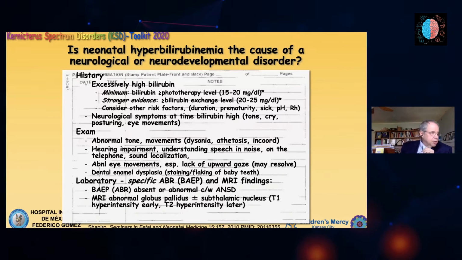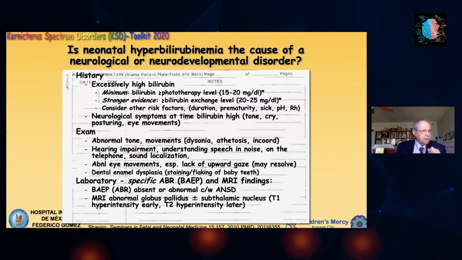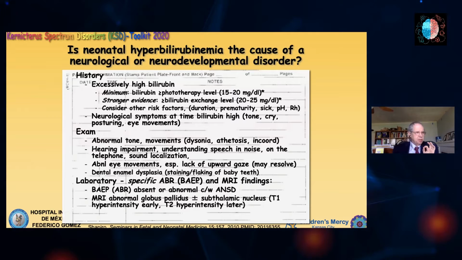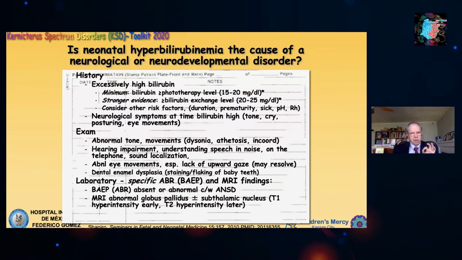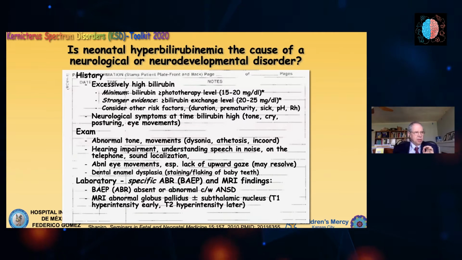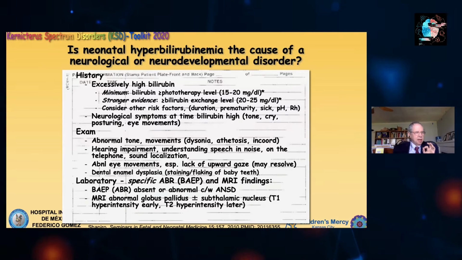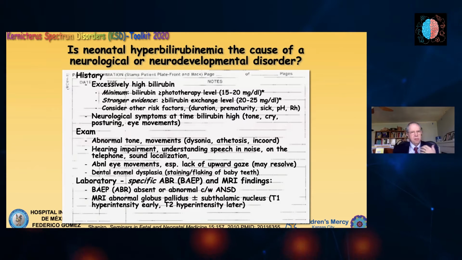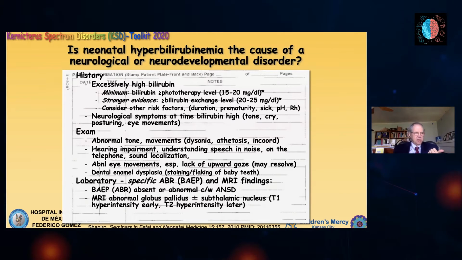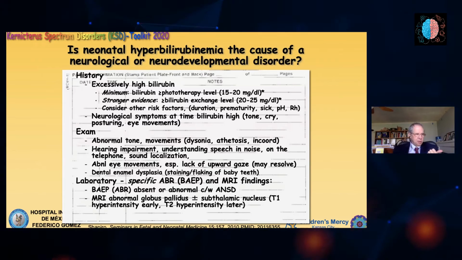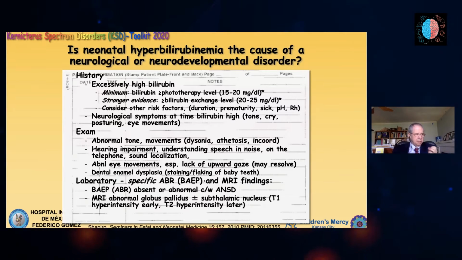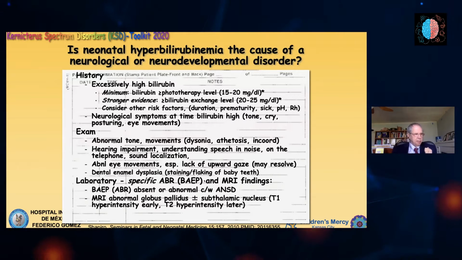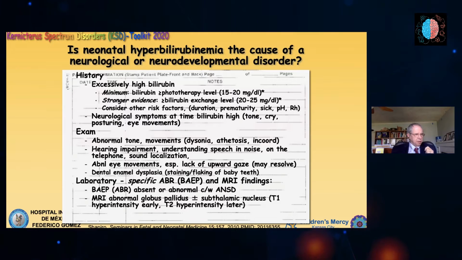The next thing is laboratory. The auditory brainstem response, or brainstem auditory evoked potential, can give you specific findings of this auditory neuropathy spectrum disorder, which is uncommon in the general population. About 50% of cases are from hyperbilirubinemia. The rest are from rare or not so rare genetic causes. But this is an uncommon issue. So having this increases the likelihood that there was bilirubin neurotoxicity.